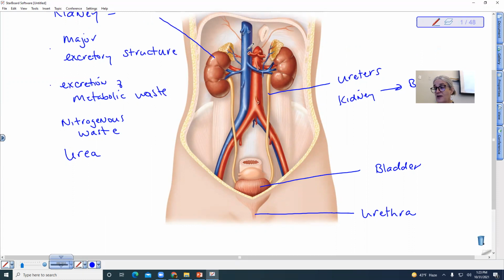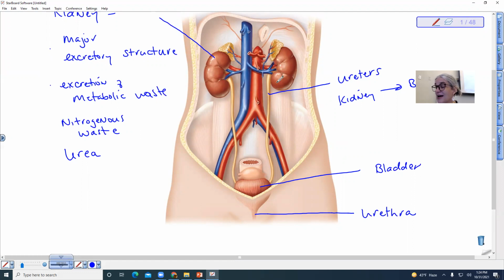So you'll also notice here we have some major blood vessels. So this would be your inferior vena cava, this large blue one. This is my abdominal aorta. And so when we talk about the blood vessels, that blood is being shunted to the kidney for filtration. The kidney also has a separate circulatory system, which supplies it with oxygen and nutrients, because the kidney uses a lot of energy in order to filter our blood. So these are referred to as the renal vein and the renal artery.